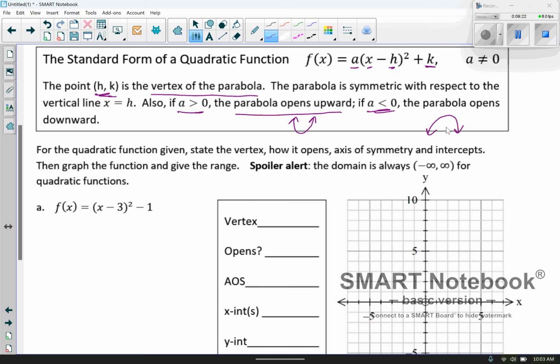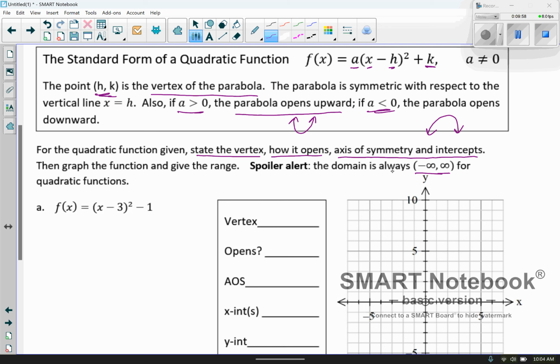So let's go ahead and jump in here. Right here it says for the quadratic function given, state the vertex, how it opens, the axis of symmetry, and the intercepts. Then graph the function and give the range. Spoiler alert, the domain is always going to be from negative to positive infinity for quadratic functions. So you'll notice on your homework sometimes they'll be asking you for the domain, and I don't really go over that too much here because they're all going to be from negative to positive infinity. But just be aware you might be asked that in the homework.